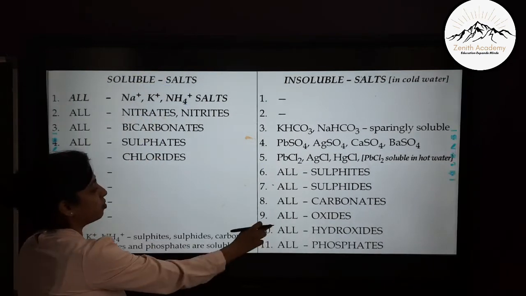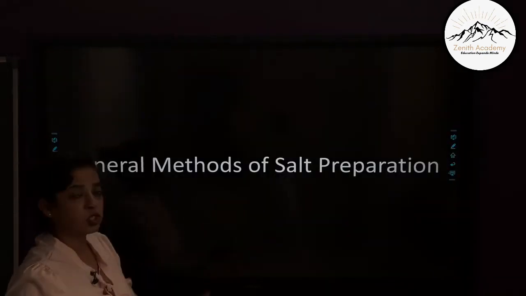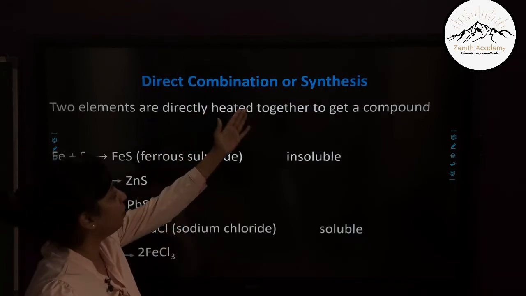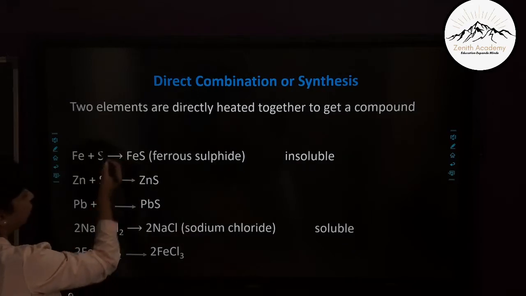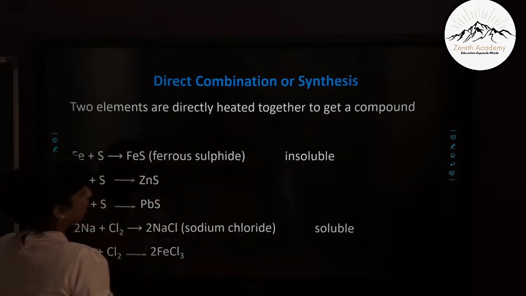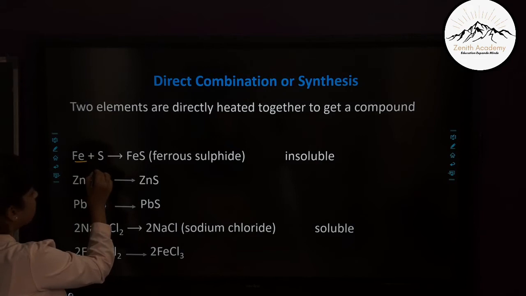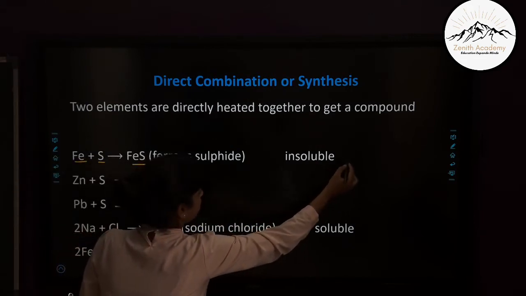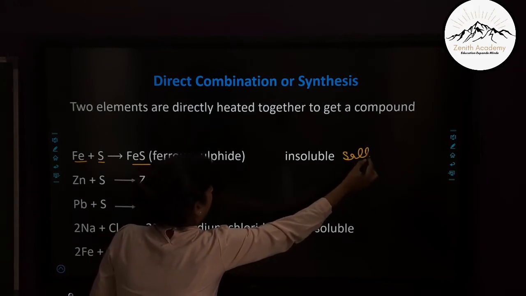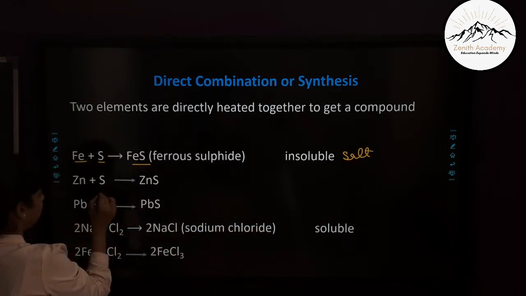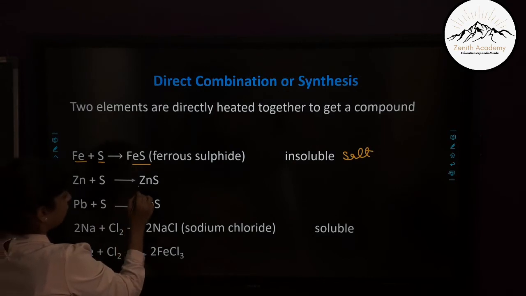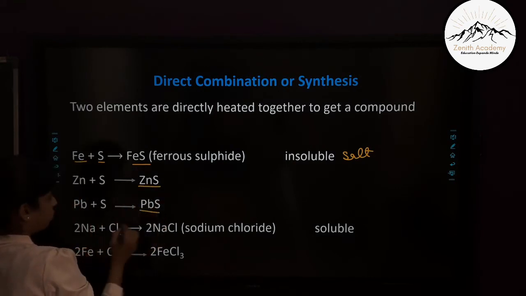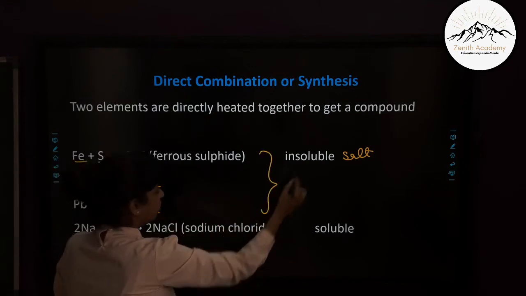Okay. Now students, let's see the general methods of salt preparation. So first method is direct combination or synthesis. So here two elements are directly heated together to get a compound. So when iron and sulfur are heated, they form ferrous sulfide, which is an insoluble salt. Zinc and sulfur when they react form zinc sulfide. Lead and sulfur forms lead sulfide. So we know all sulfides are insoluble.